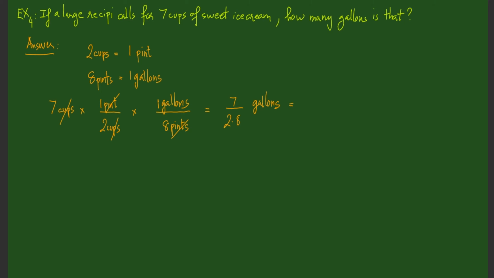So it will be 0.4375 gallon. When you write the unit gallon, we don't put the s. If you write gallons, then you put the s, but the unit gallon originally doesn't have an s. Alright, so that is how you use a conversion factor.